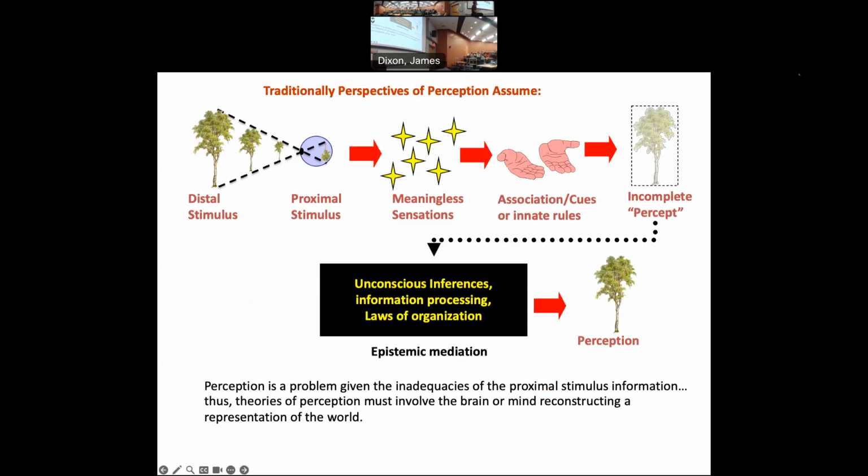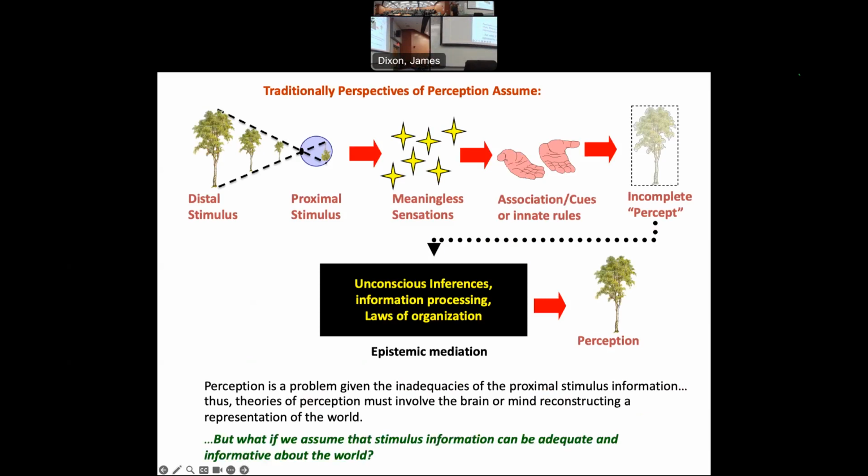Because we don't have adequate proximal stimulation, this does not specify that exactly, we end up having the brain or the mind or whoever it might be in there having to reconstruct the world for us. But what if we assume that the stimulus information can be adequate and informative and actually tell you about the world in and of itself? So this is the possibility that we're considering now. We're kind of starting again with the problem, saying, you know what? Maybe we got the problem wrong. Maybe it's not inadequate information. Maybe it is adequate. What would that look like? And what would we need?